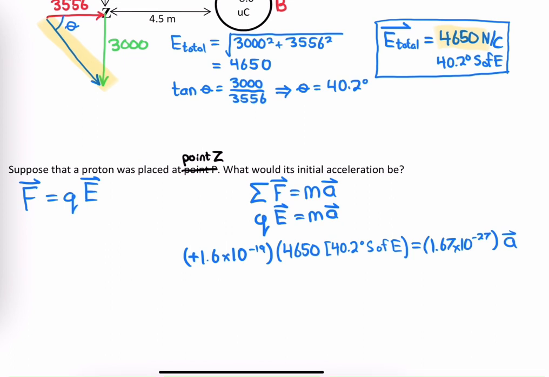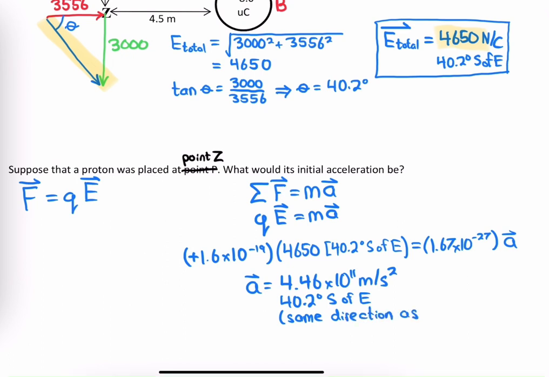And if I crunch through all of this and I solve for the acceleration, I get 4.46 times 10 to the 11 meters per second squared, 40.2 degrees south of east. Or in other words, same direction as the electric field.